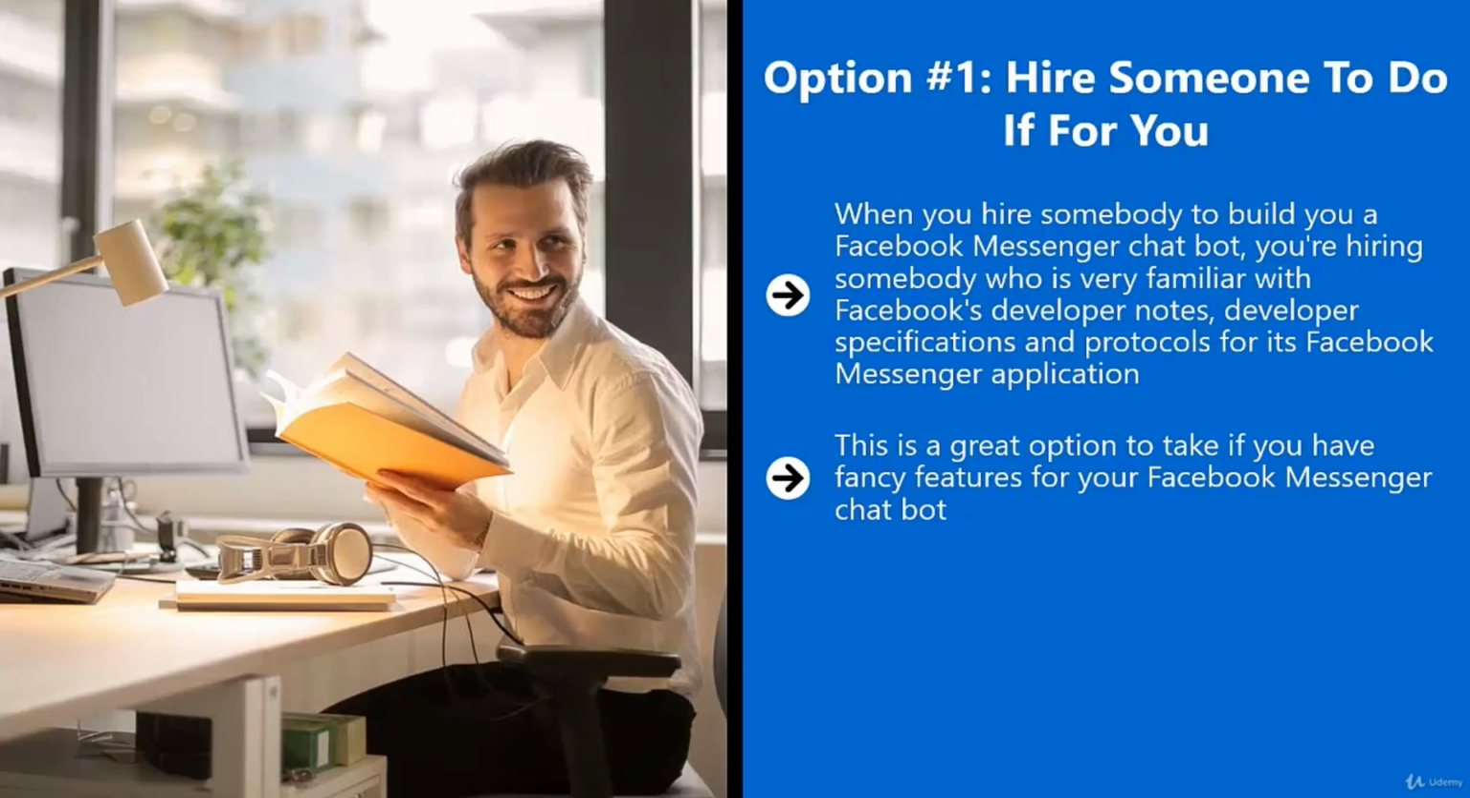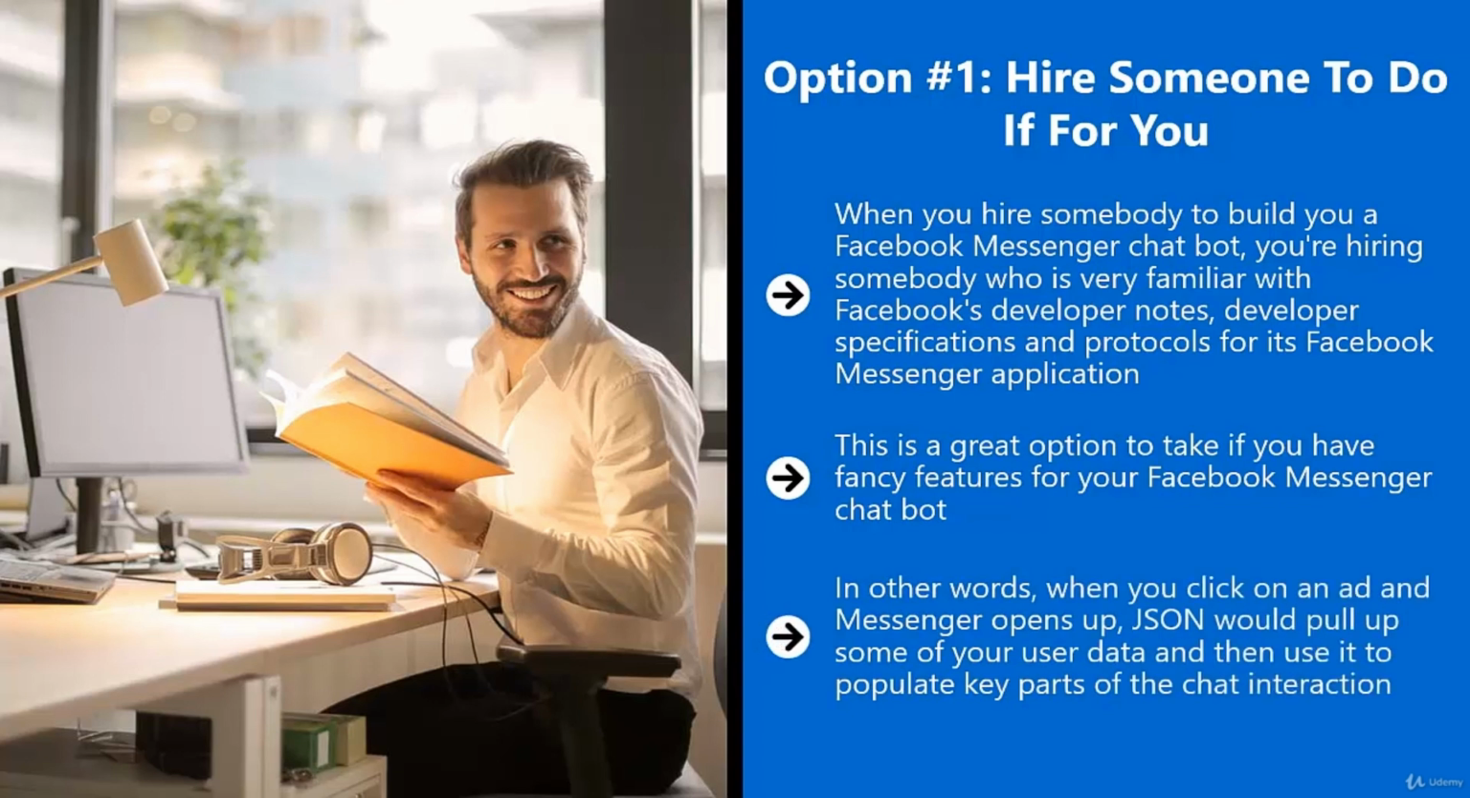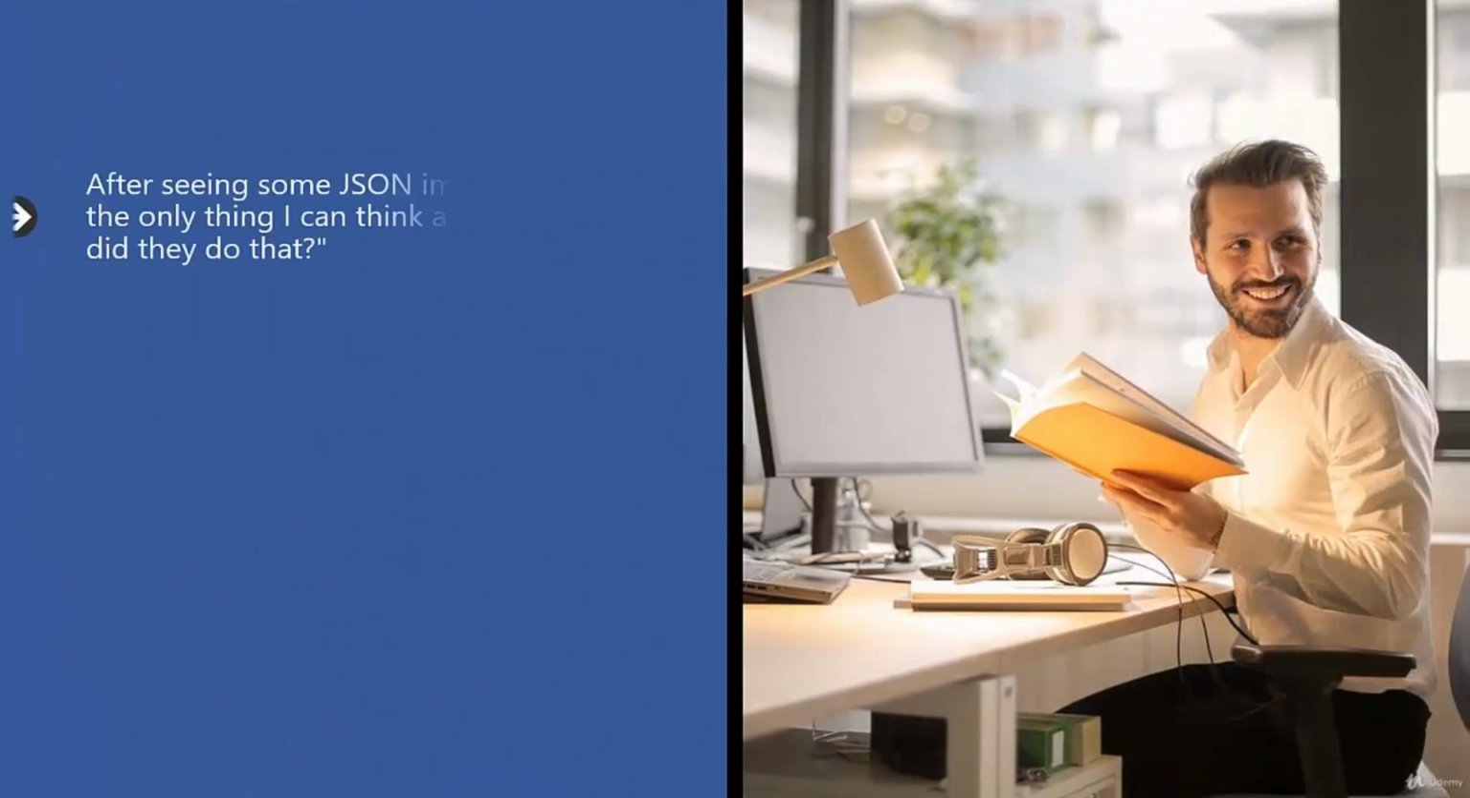For example, if you are looking to automate Messenger interaction after somebody clicks on an ad, you probably would need JSON integration. In other words, when you click on an ad and Messenger opens up, JSON would pull up some of your user data and then use it to populate key parts of the chat interaction. It's as if Facebook Messenger chatbot got into your prospect's head. It's really amazing stuff. After seeing some JSON implementations, the only thing I could think about was, how did they do that? It's as if Facebook Chat is reading your prospect's mind.